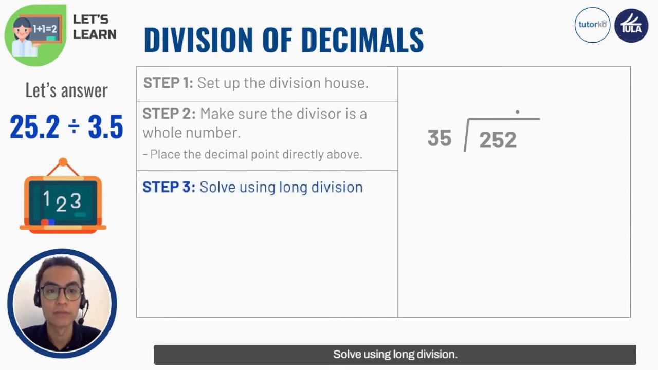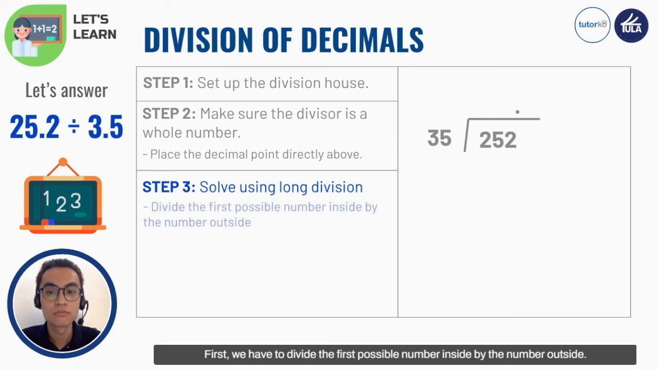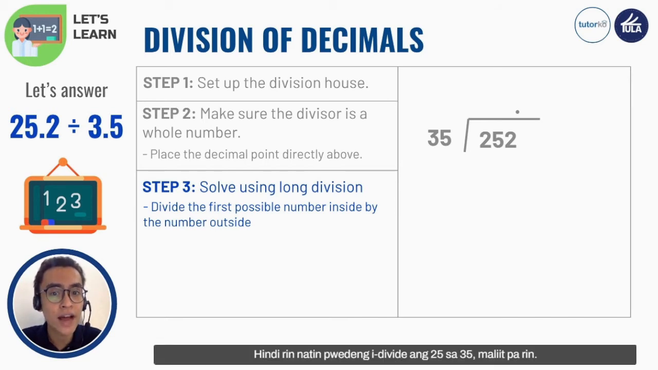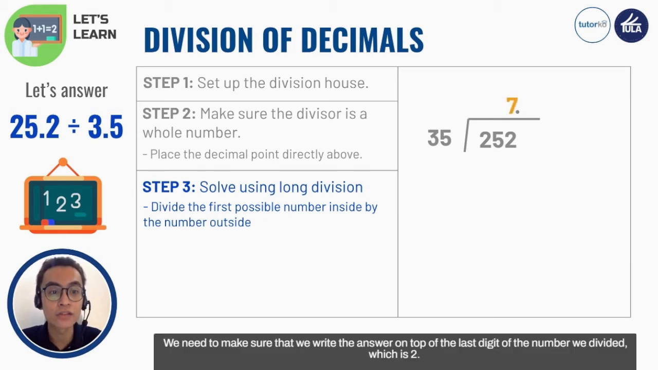Solve using long division. First, we have to divide the first possible number inside by the number outside. Hindi natin pwedeng i-divide ang 2 sa 35. Masyadong maliit. Hindi rin natin pwedeng i-divide ang 25 sa 35. Maliit pa rin. Kaya ang first possible number natin ay 252 agad. So 252 divided by 35 is 7. We need to make sure that we write the answer on top of the last digit of the number we divided, which is the second 2.